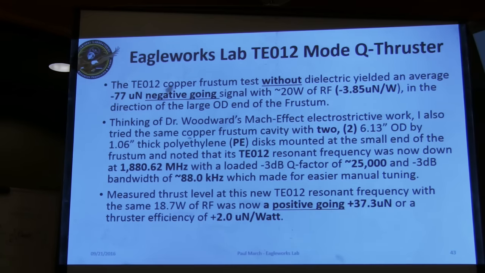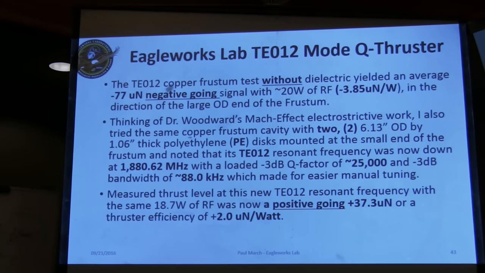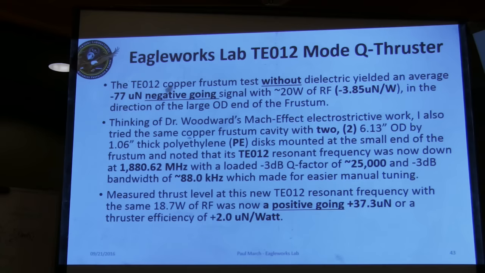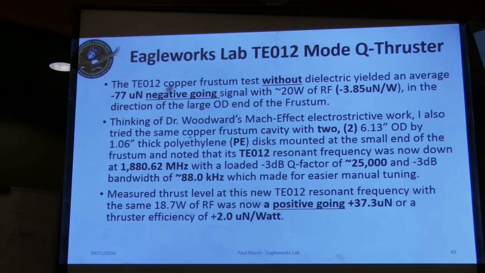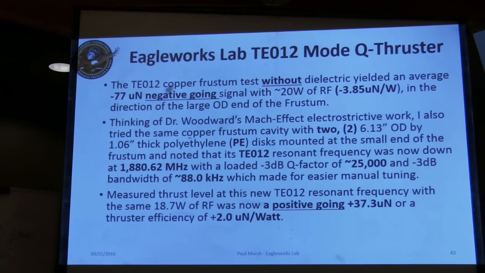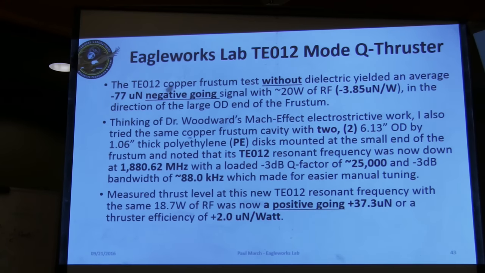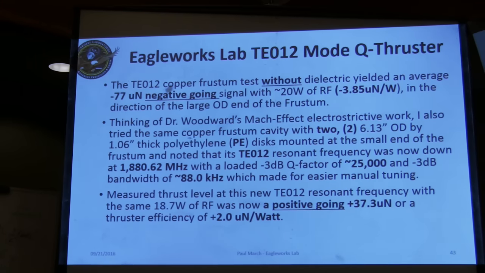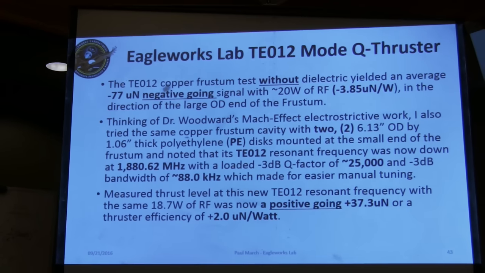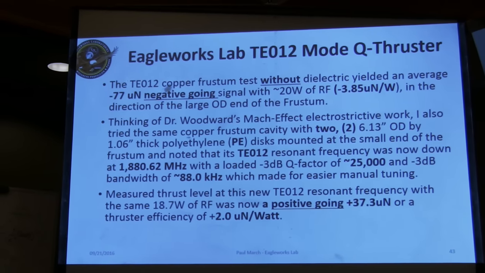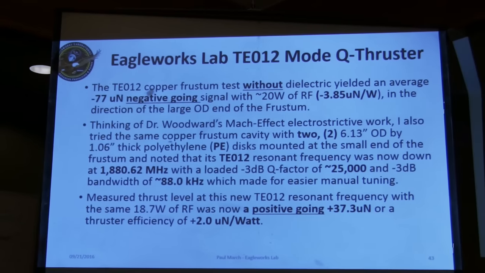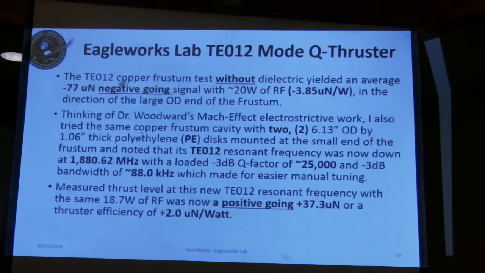In this TE012, which had the high density polyethylene at the small end. Is that correct? No polyethylene. They had no polyethylene. No dielectric. This was an empty cavity. All that was in there was the copper and the silicone overcoat, conformal coat on the copper, as an oxidation prevention. So that adds another element that might be interacting.